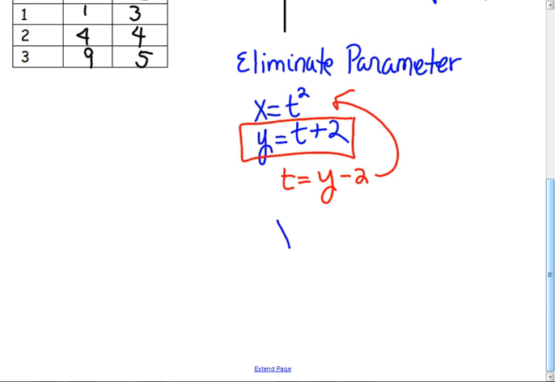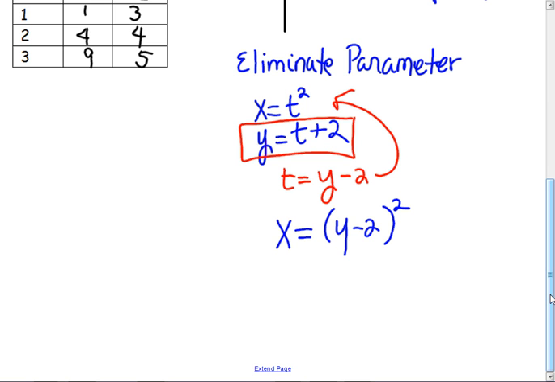So x is equal to t squared, and then y minus 2 squared. In physics. You did it in math? Yeah, that didn't surprise me.